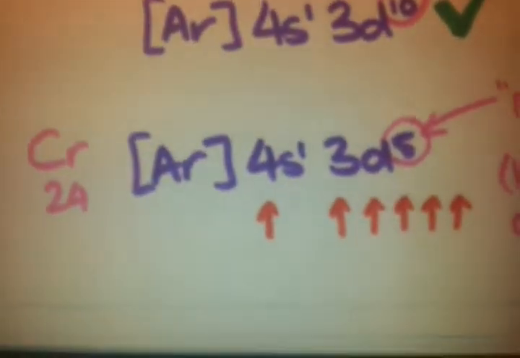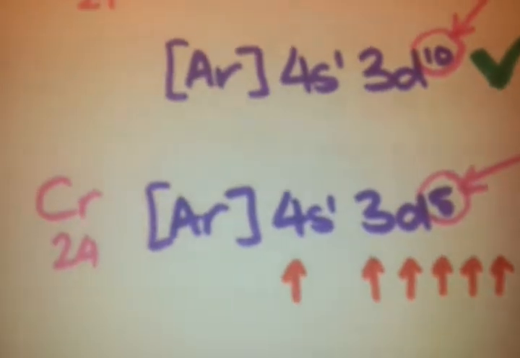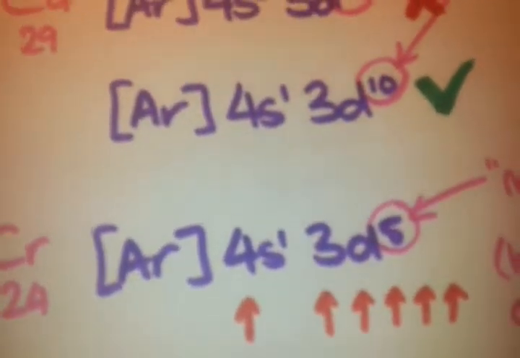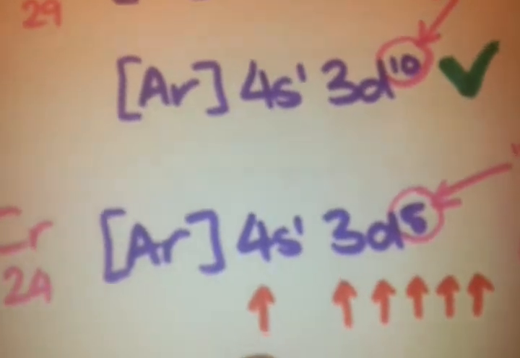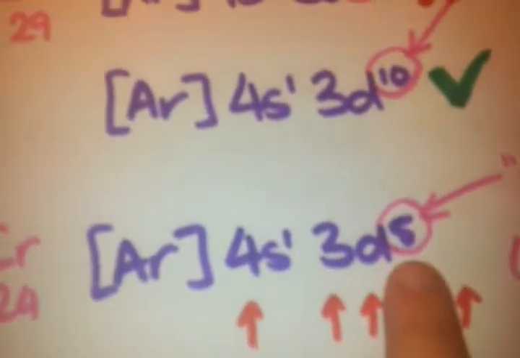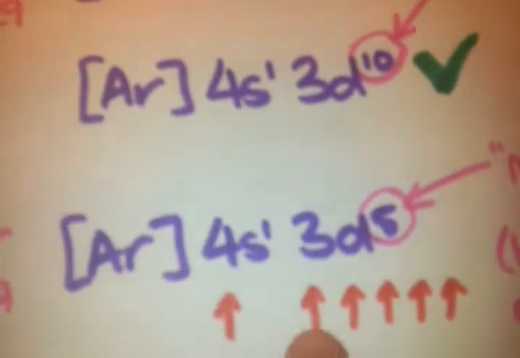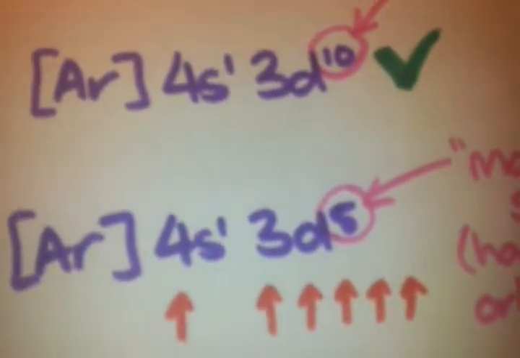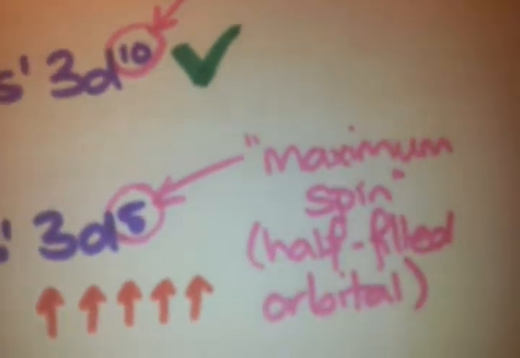Another one that's similar to this is chromium. For the same sort of reason, we see that instead of being 4s2, 3d4, it's 4s1, 3d5. You'll see that all the electrons in this one are shown as upwards arrows. That means they're all spinning in the same direction. This means we have what's called maximum spin.